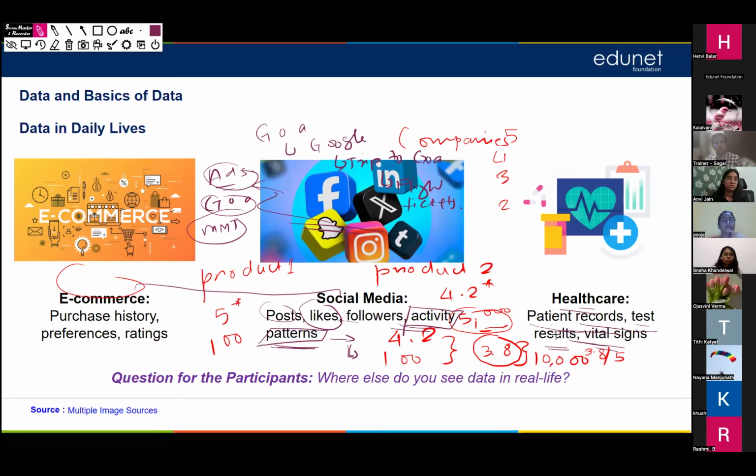Where else do you see your data in real life? Think of something more that goes throughout your day, right? You share your data throughout your day with someone. Which other applications or which other things do you share your data with? Sir, when we are going to a food chain, I guess. Perfect. Food chain, right? Anything else, might be?